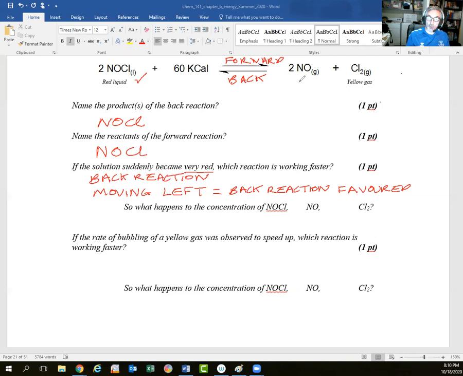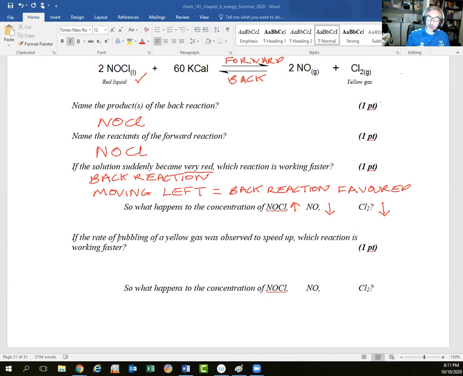And so when the back reaction works harder, it produces more of its product, and so that gives a more intense color. What happens to the concentrations? Well, of course, the nitrosyl chloride is a product of the back reaction. So that concentration would be increasing as the color intensity of red increases. The nitric oxide and the chlorine, on the other hand, are the chemicals being used up by the back reaction. So their concentrations would be expected to decrease.